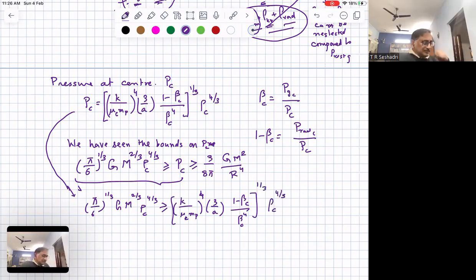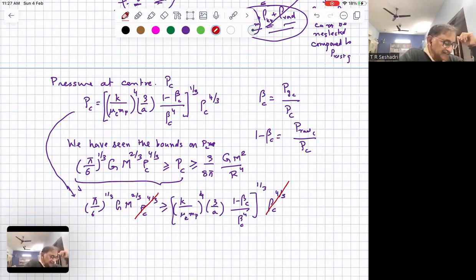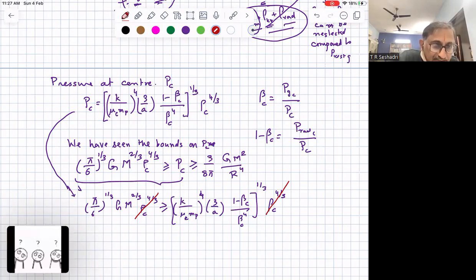So you see something very interesting here. The pressure ratio being bound, this cancels out. It's exactly the same factor of rho_c. And so you can have a direct relationship between the pressure fraction of gas at the center with the total mass of the star. Do you get it? Yes. Yeah. You know, this is a very important result.